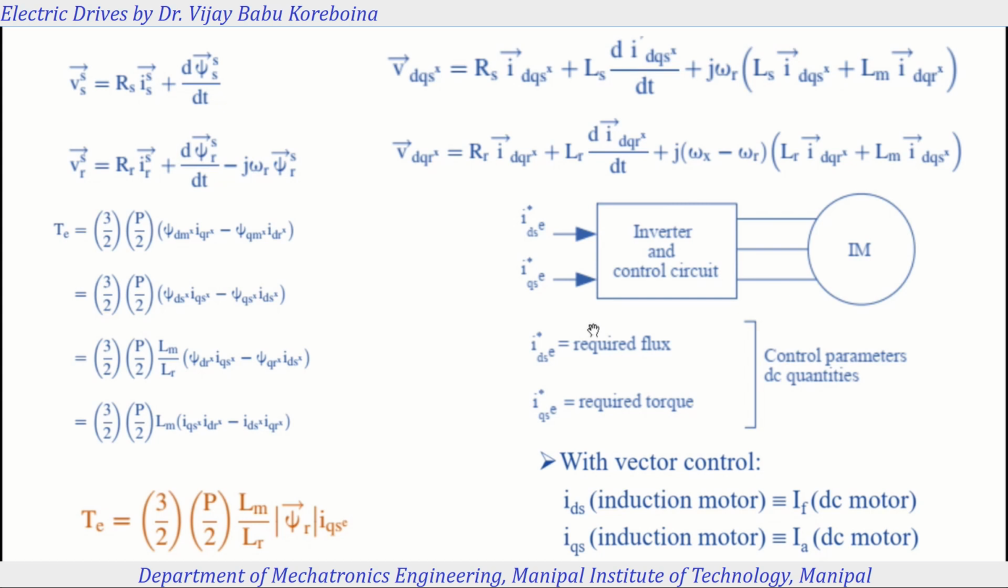That means the three-phase quantities are transferred to two-phase rotating quantities, and if you are able to control either of them, it's decoupled. You can control flux as well as you can control the torque.